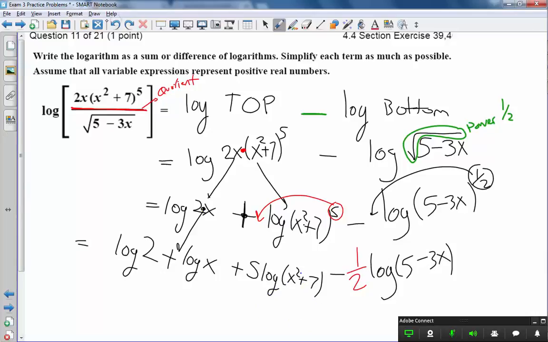This is what you're going to enter in that box. 1, 2, 3, 4 logarithms. Any you can combine? No. But we'll continue tomorrow.